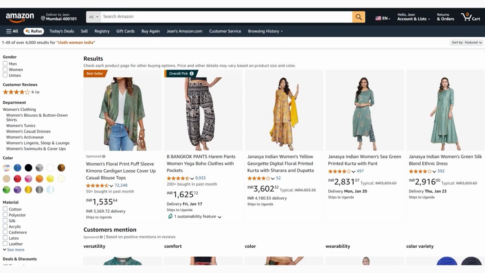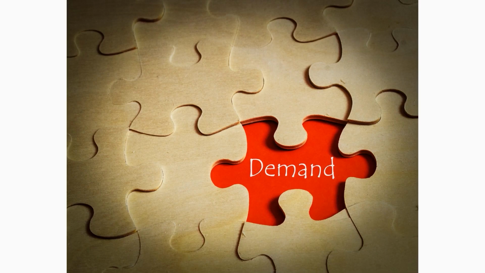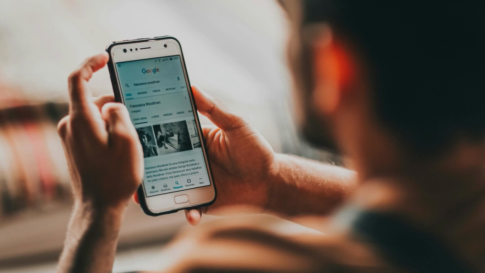Now, let's consider designing a product with online sales in mind. Selling products online requires addressing specific challenges and leveraging unique opportunities. Ask yourself these key questions. Is there demand for your product online? Do people actively search for similar products online?